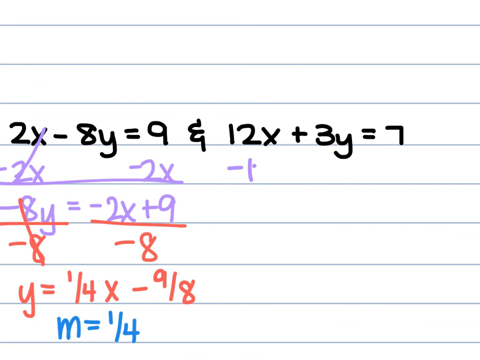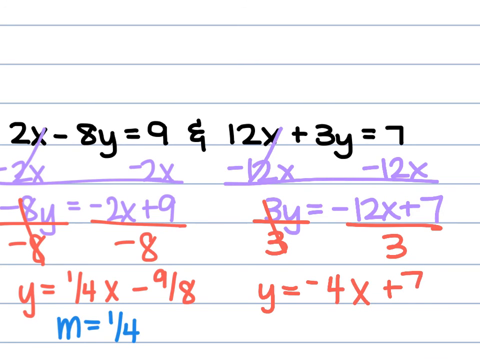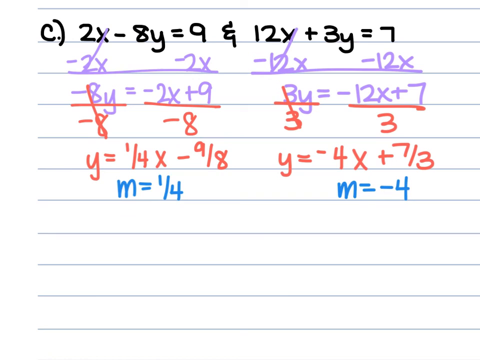For the other example, we're going to subtract the 12x from each side. We have 3y is equal to negative 12x plus 7. Then we're going to divide by 3 on each side. We have y is equal to negative 4x plus 7 over 3. For this one, our slope is negative 4. So look at your two slopes. You have 1/4 and negative 4. They are opposites of each other and reciprocals, so our slopes tell us that these two lines are perpendicular.